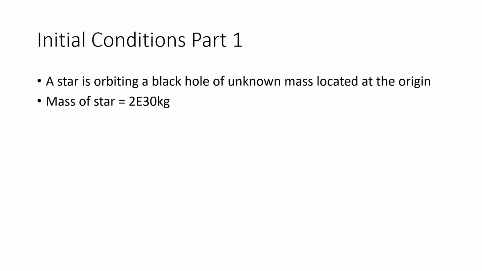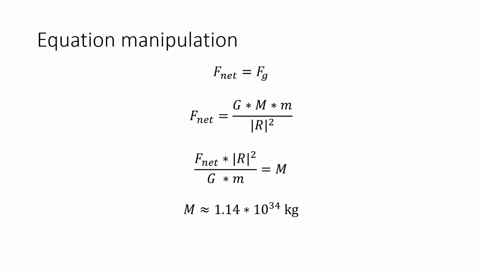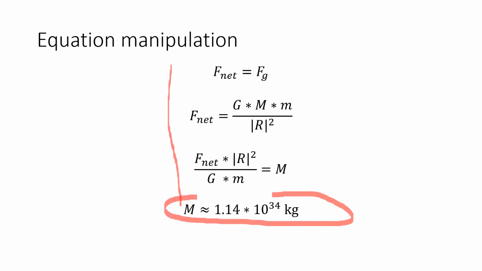So in part 1, initially, a star is orbiting a black hole of unknown mass located at the origin, and the mass of the star is given as this value. The radius was given by the personal key we used with our little emails. So the first part of my code is basically equating the net force to the change in momentum over change in time, and then because of that I'm able to separate the net force into perpendicular and parallel components right down here. And then through some manipulation of the Fnet or Fg equation, I was able to isolate the unknown mass of the black hole. Here's a longer version of all that. And then the mass of the black hole is determined to be around this number with some rounding.